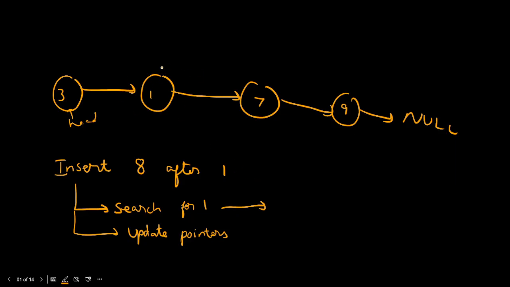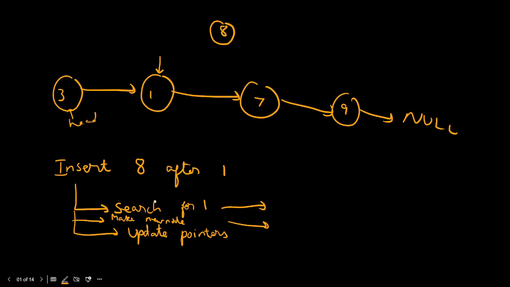So this is the node I have to insert after. No, okay, I missed one step here. Make the new node, which is also constant time. Make new node. So now I have made the new node. Next step is make the new node 8.